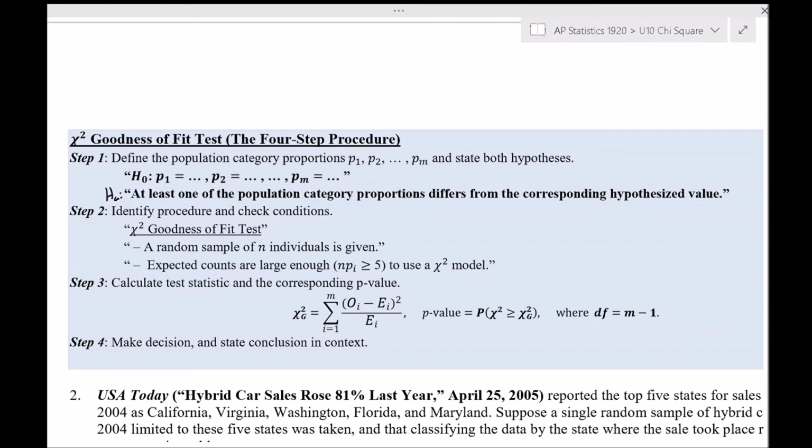Step 2, you identify the name of the procedure, and if this is a test for a population having a distribution that fits some other distribution that's already predetermined, this is a goodness of fit test. So chi-square goodness of fit is the name of the test. Two conditions: you must have a random sample of individuals from that population, and the expected counts must be large enough for us to use a chi-square model. The minimum for any of those expected counts is 5, so for any one of those categories, we must have 5 or bigger.